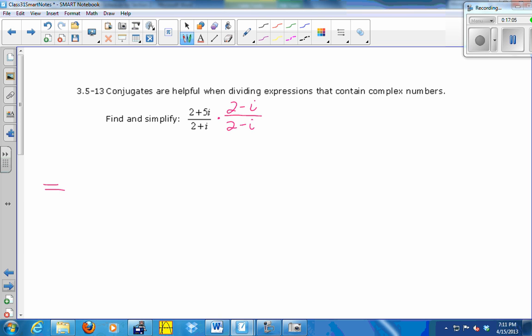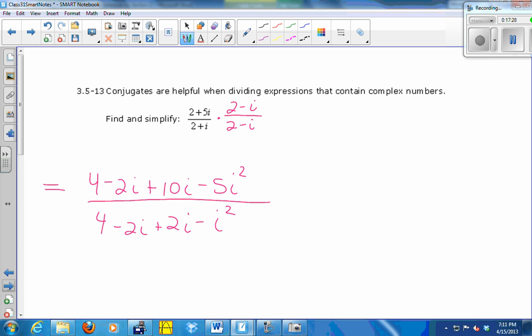So I FOIL the numerator, and I get 4 minus 2i plus 10i minus 5i squared. And I can FOIL the denominator, or I can use my shortcut a squared plus b squared. But let's FOIL it just for now to get into the habit. 4 minus 2i plus 2i minus i squared.